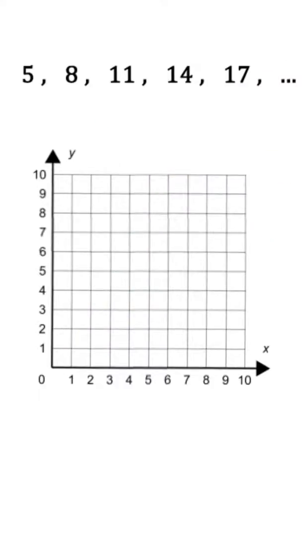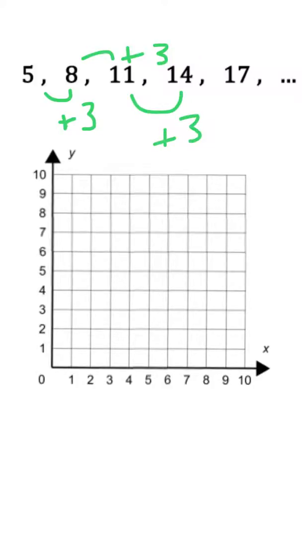For the last example, I have a sequence of 5, 8, 11, 14, 17. So how did I go from 5 to 8? That is plus 3. How did I get from 8 to 11? Plus 3. How did I go from 11 to 14? Plus 3. So that means my pattern is plus 3.